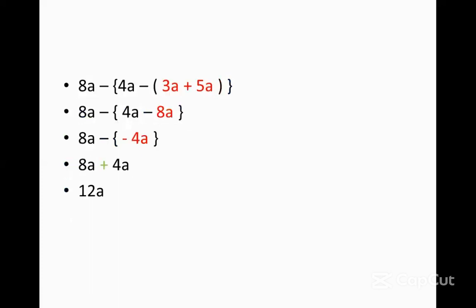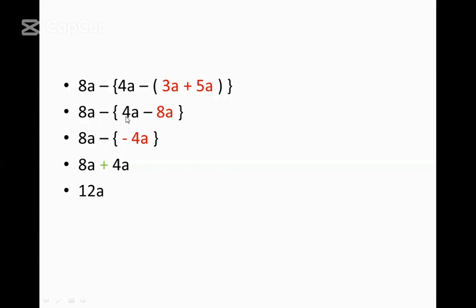Now this is the next question, that is 8a minus bracket 4a minus bracket 3a plus 5a. As you can see, the terms 3a and 5a are in the parentheses and they are in red color. Now first we are going to solve 5 and 3. 5 plus 3 is equal to 8, and we will write a as it is.